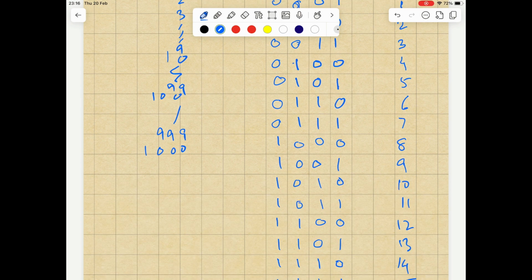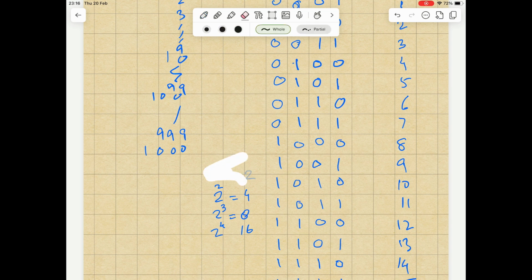And 2 to the power 1 will be 2. And 2 to the power 2 will be 4. 2 to the power 3 will be 8. And 2 to the power 4 will be 16. And they all go like that.